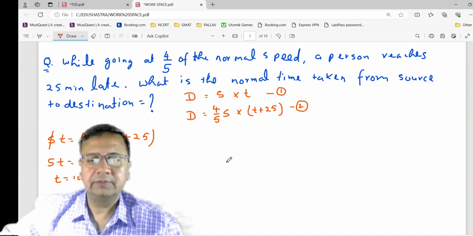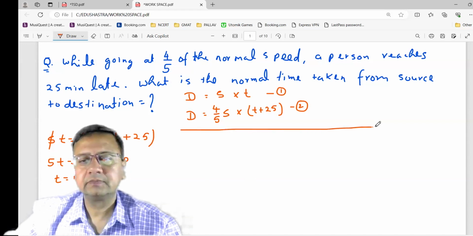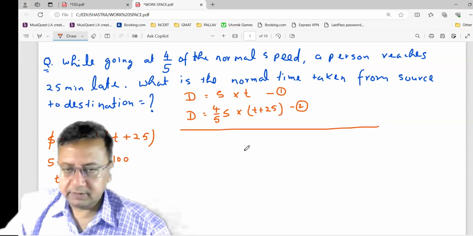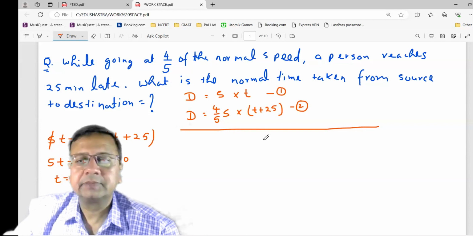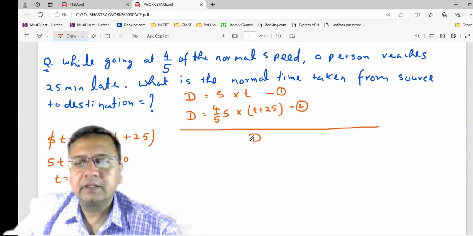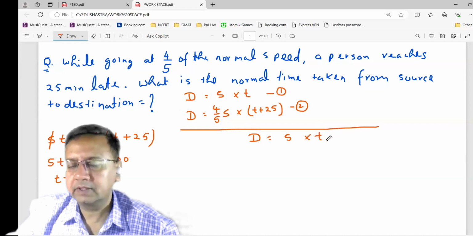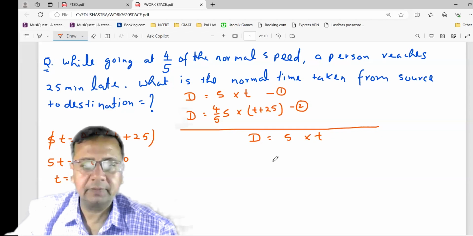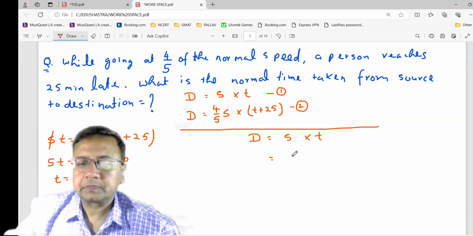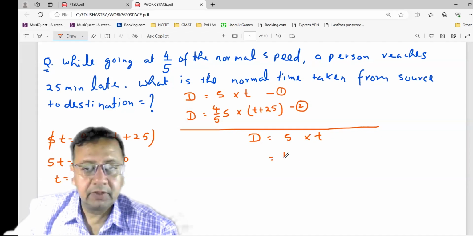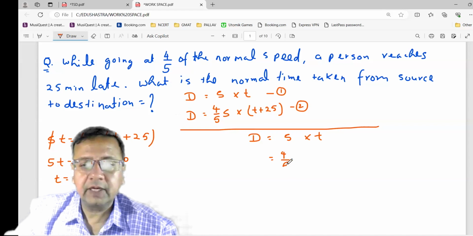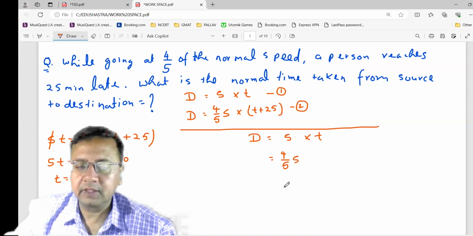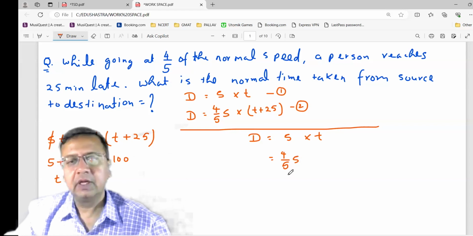Okay. Now, see this, second part. Distance is equal to what? Speed into time. The standard formula is the standard relation. Now, speed is what? 4 by 5 of S, because the person is going slow.